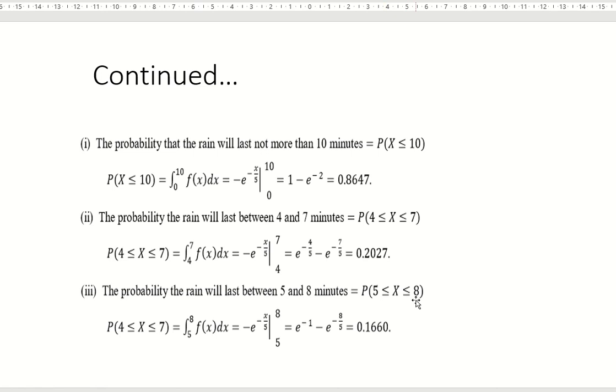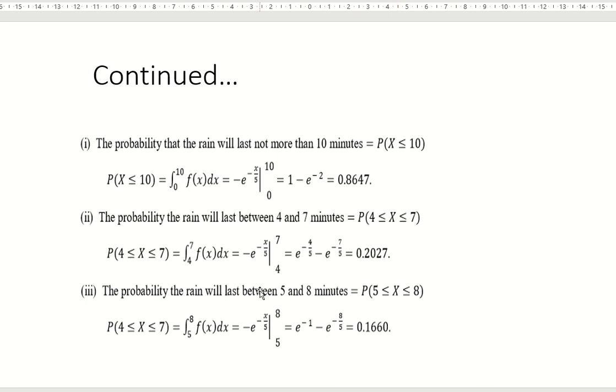Now, the probability the rain will last between 5 and 8 minutes, that is p of 5 less than or equal to x less than or equal to 8. So it will be p of x, here 5 less than or equal to x less than or equal to 8. So 5 to 8 f of x dx. Again 1 by 5 gets cancelled. If you integrate, remaining term is minus e power minus x by 5, limits from 5 to 8. So the minus sign you can keep outside and simplify, you will get e power minus 1 minus e power minus 8 by 5. That is, after simplification, you will get 0.1660.